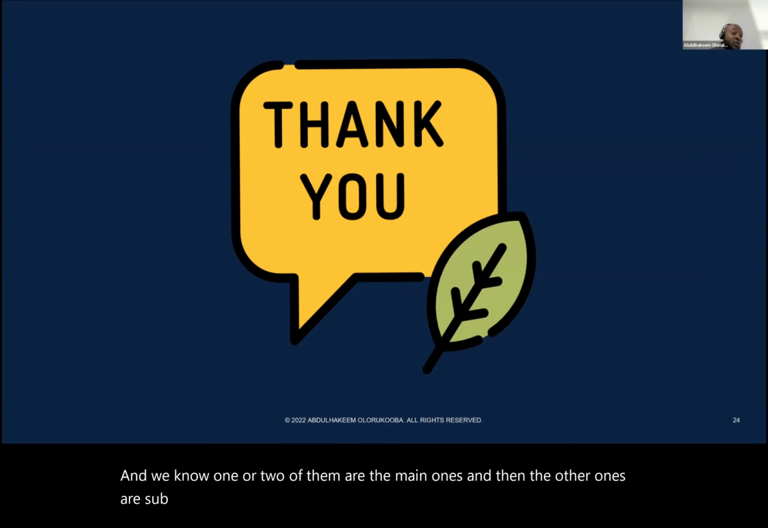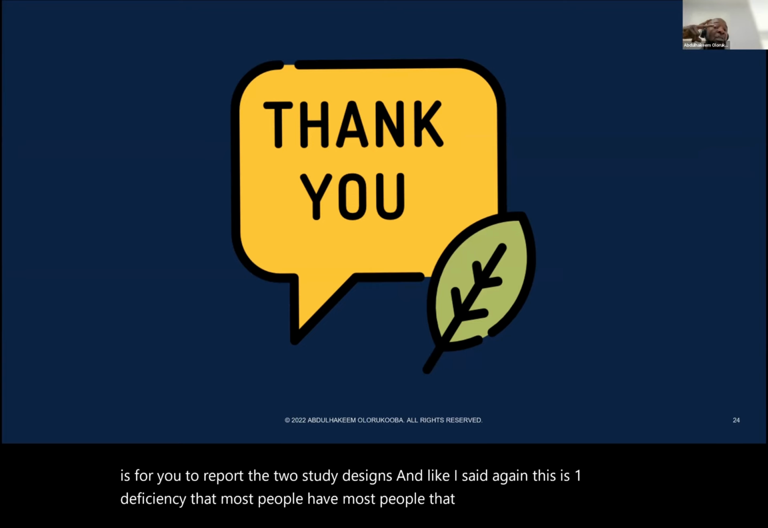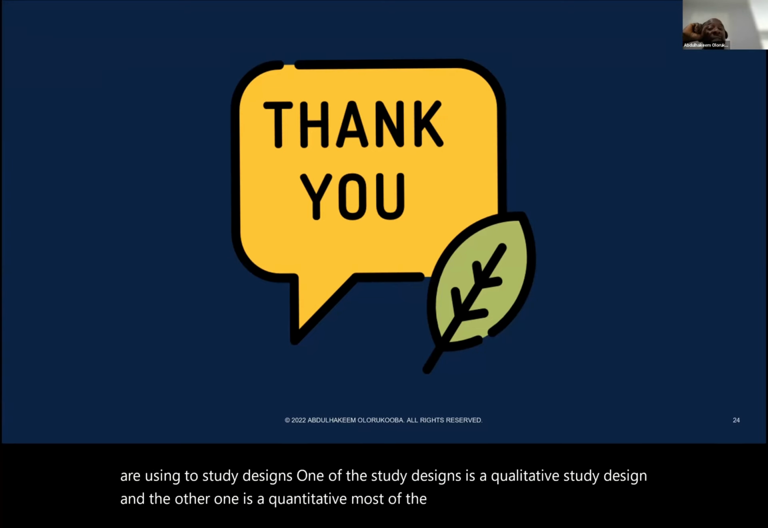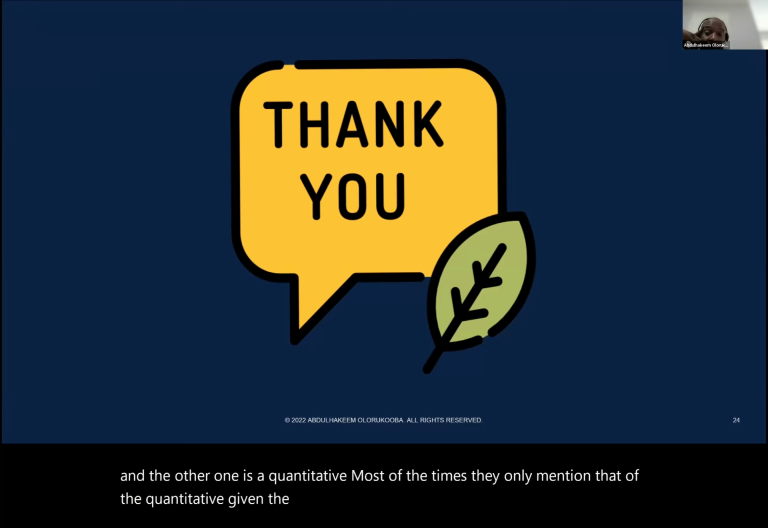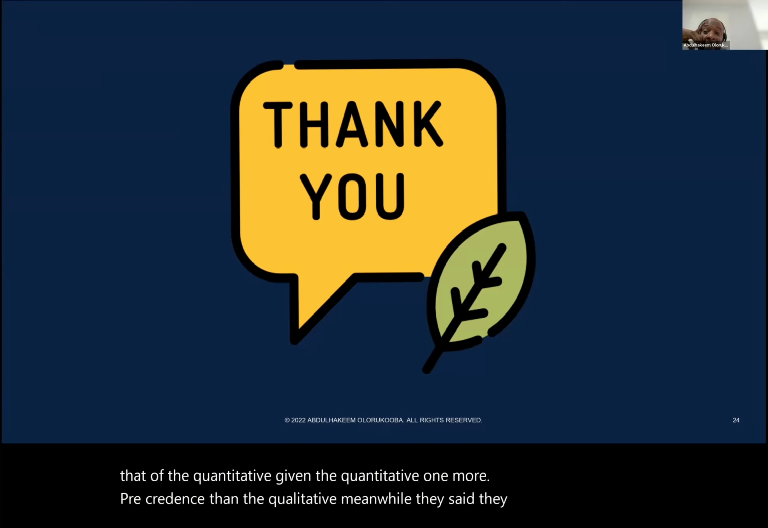But the ideal thing for you to do, coming back to your question, Khadija, is for you to report the two study designs. And like I said again, this is one deficiency that most people have. Most people that do mixed method studies are using two study designs. One of the study designs is a qualitative study design, and the other one is a quantitative. Most of the times, they only mention that of the quantitative, giving the quantitative one more credence than the qualitative.